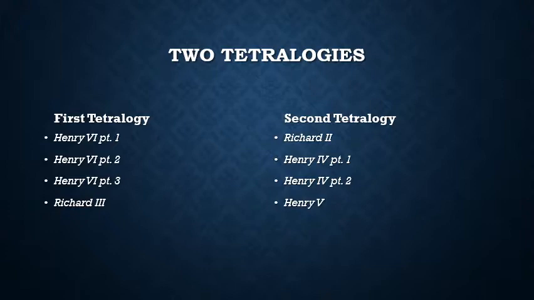The second tetralogy, so-called because it was written second, even though the plays temporally take place earlier, consists of Richard II, Henry IV, Parts 1 and 2, and Henry V. Scholars today call this the second tetralogy. It's also sometimes called the Henriad, as in the journey of Henry, because the four plays are essentially about characters named Henry. But that's the second tetralogy, again, because it was written second.